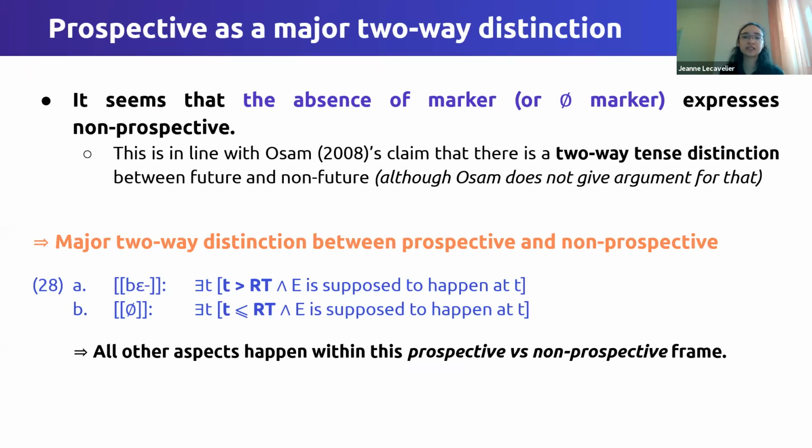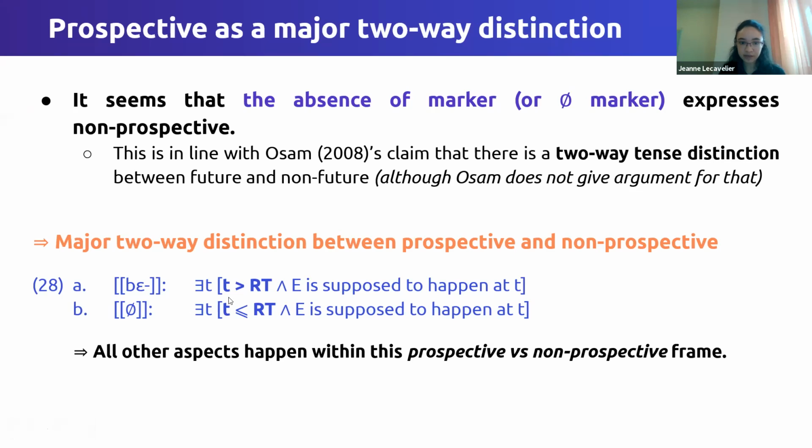I would say that this negation effect is quite an argument for that, even though in our view, the two-way distinction is not a tense distinction, because B is not a tense but an aspect. But still there will be some major two-way distinction here, which can be expressed in 28.